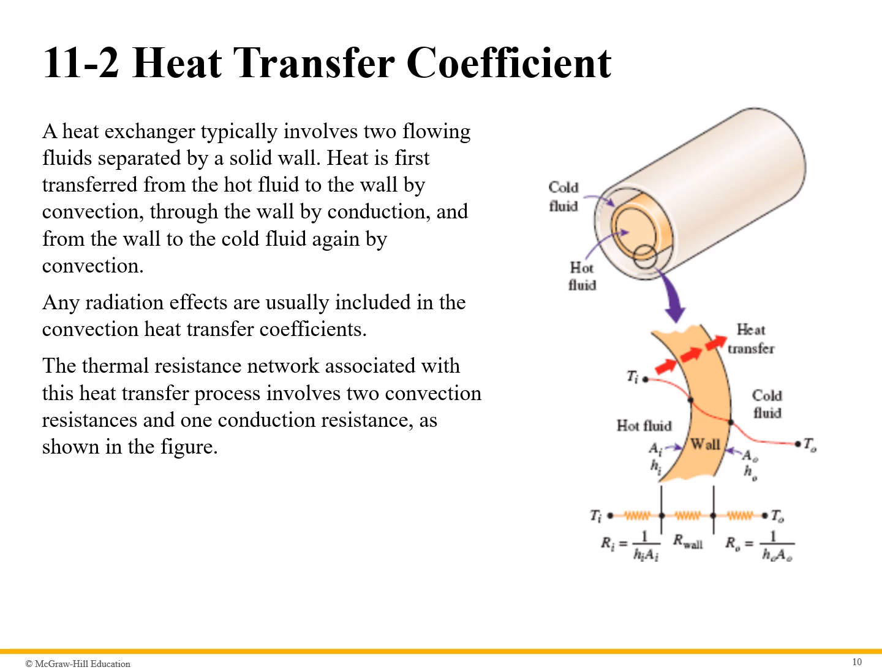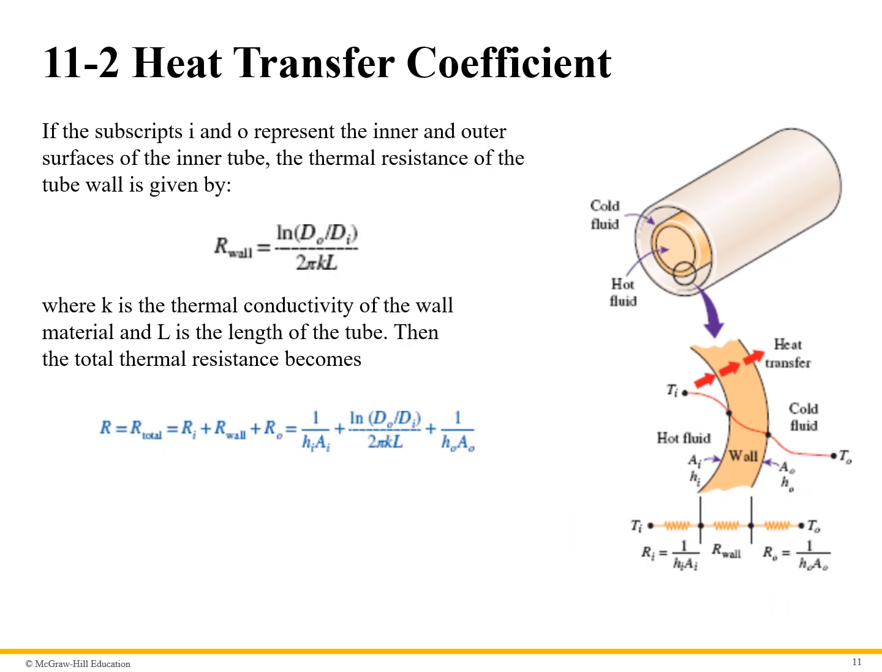So here we've seen this from our previous work in the chapters, I think it's chapter 3, how to set up these resistance networks. If we let the subscripts i and o represent the inner and outer surfaces of the inner tube, the thermal resistance of the tube wall is given by the following equation. Here, Do and Di represent the outer and inner diameters, k is the thermal conductivity of the wall, and L is the length of the tube.